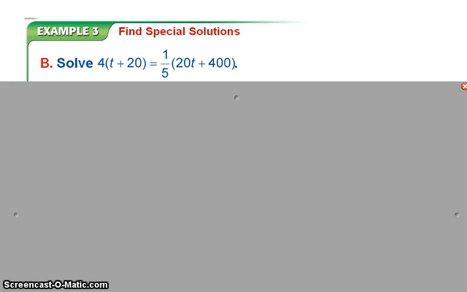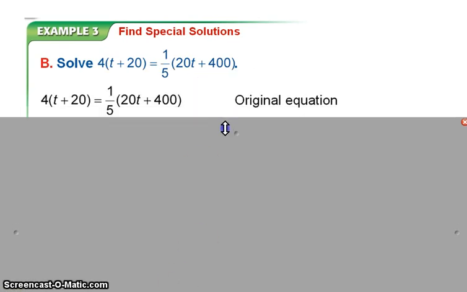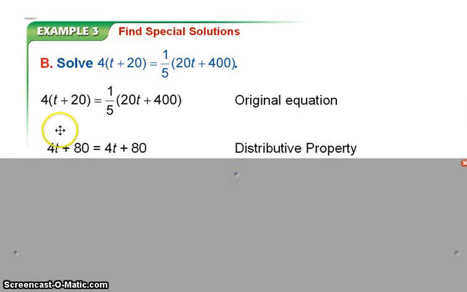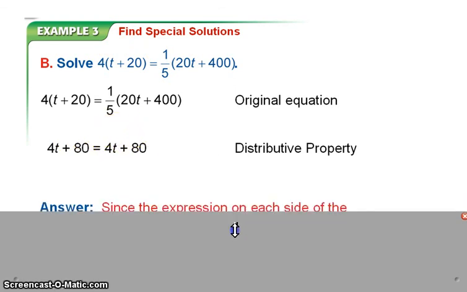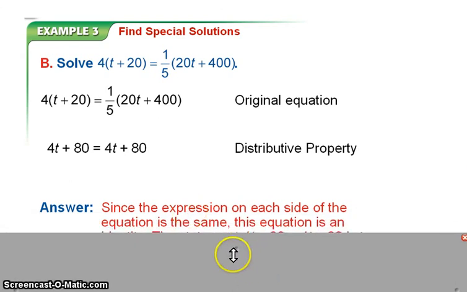Likewise, just the opposite. If we start to solve this equation and we distribute the 4 and we distribute the 1/5, we get 4t plus 80 equals 4t plus 80. And we can go ahead and subtract 4t from both sides if you wanted. But what we'd end up with is 80 equals 80. And that is a true statement. Okay, 80 does equal 80.